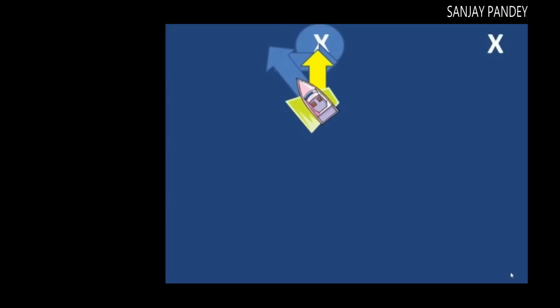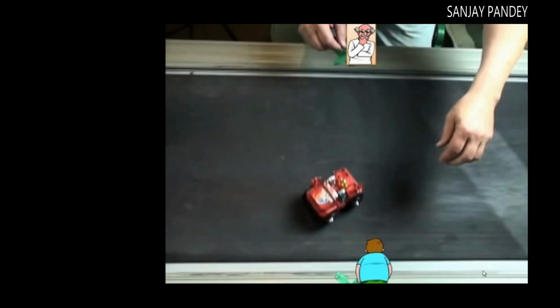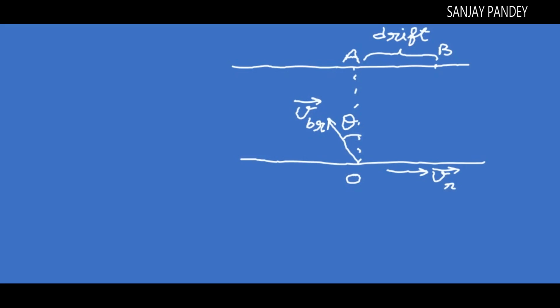This is the result. Now here is my little car on the treadmill and I want it to cross directly across. For it, I have to move the car at an angle against the treadmill velocity. Look at this in this video. Treadmill velocity, direction of velocity of car, vector addition, the resultant velocity, direction of resultant velocity. The mathematical description of the problem is given.